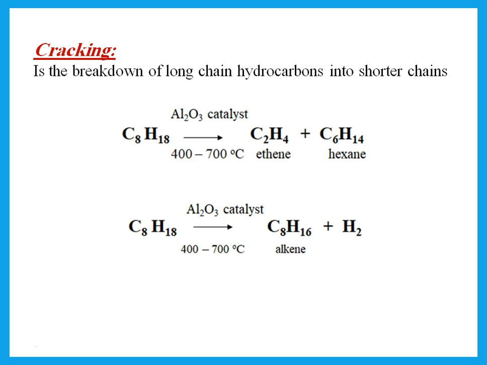So usually they will give you one of the products and ask you to complete the equation. It is just the rest of what I started with. So cracking will give either alkene plus alkane or alkene plus hydrogen. And this is actually how we manufacture hydrogen. This is where they get hydrogen gas from, the cracking of hydrocarbons.